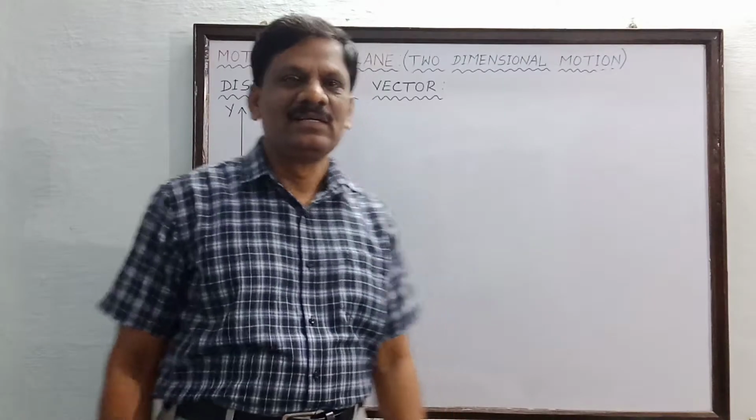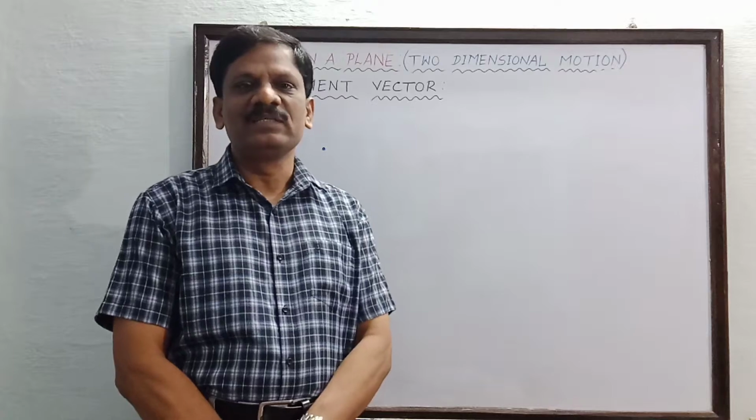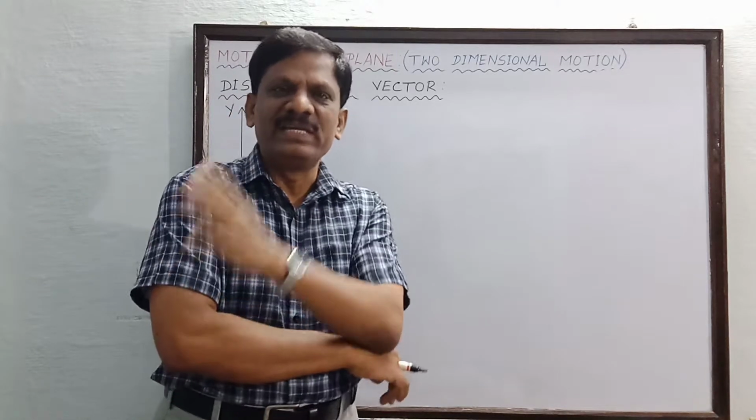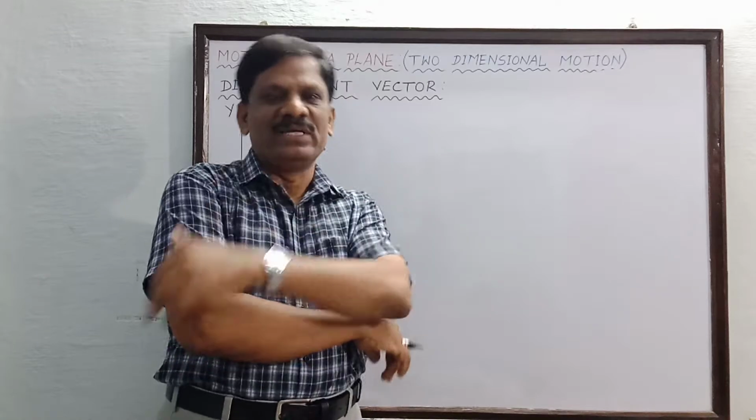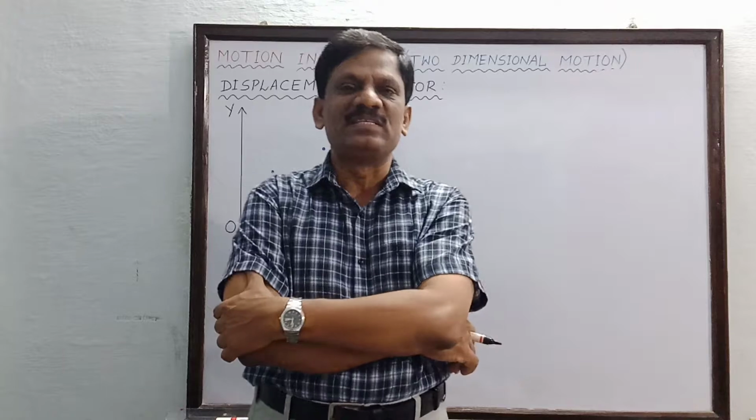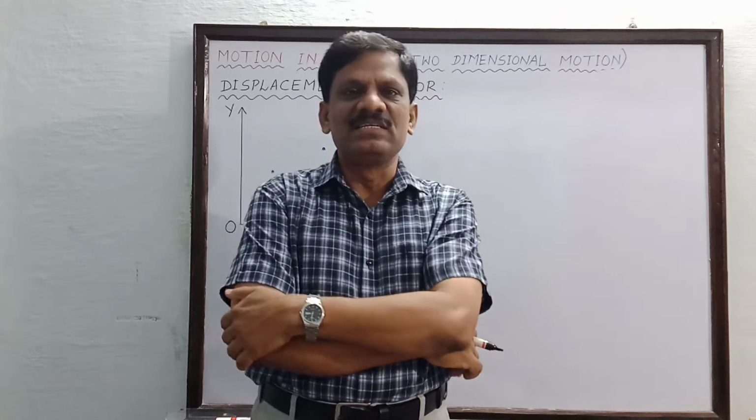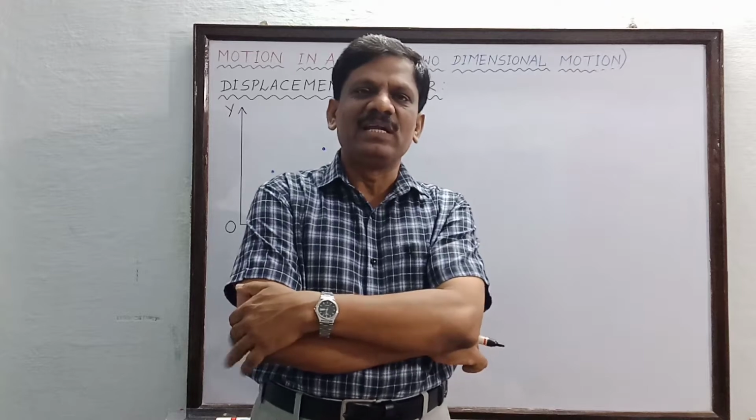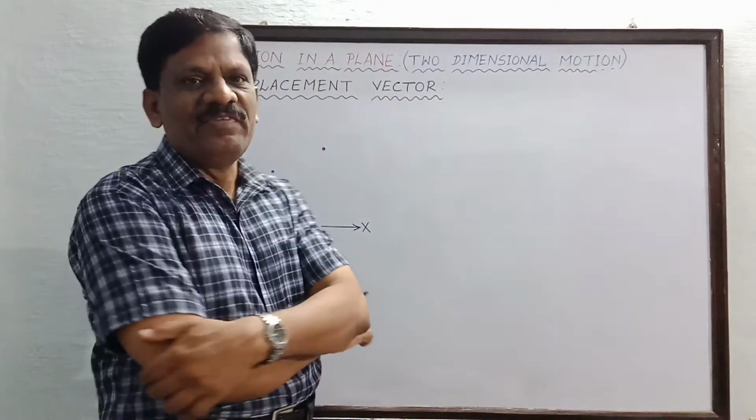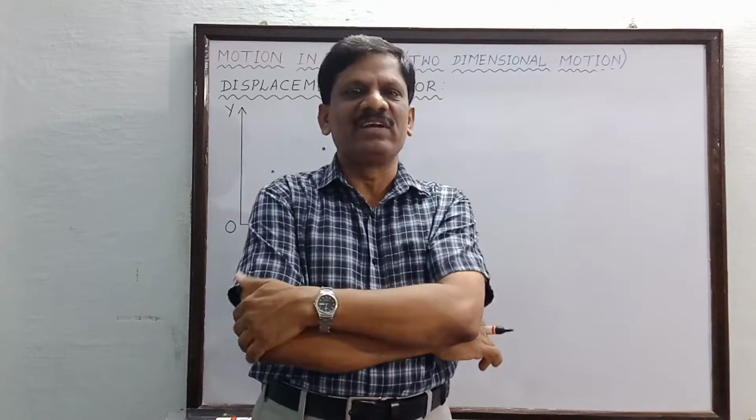Hi students, now we are going to explain displacement vector by considering a particle's motion from an initial point to a final point. Now in one-dimensional motion, how did we define displacement? Yes, it is defined as the shortest distance between the initial point and the final point. Now, how we are going to define displacement vector in two-dimensional motion is slightly different from that.